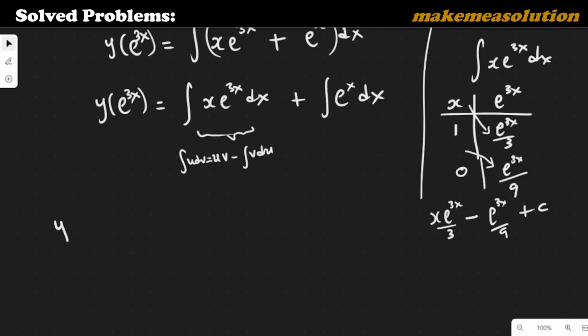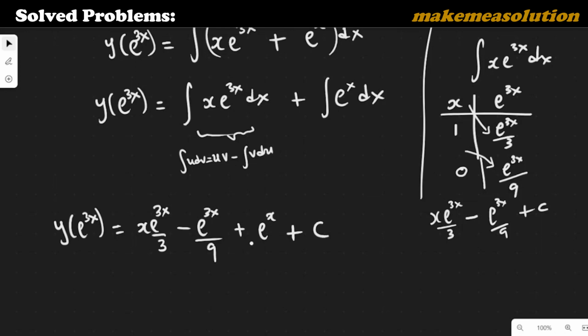So we can just write y exponential 3x is equal to, what did we get, x exponential 3x over 3, then minus exponential 3x over 9, then plus, let me leave c first. When we integrate this guy, we'll get exponential x, still exponential x, then plus c. So for these two integrals, both of them can have just one integration constant. Even if you want to separate the integration constant, maybe you get c1 here and you get c2 here, c1 plus c2 is still another arbitrary constant, which we can just call c, for instance.